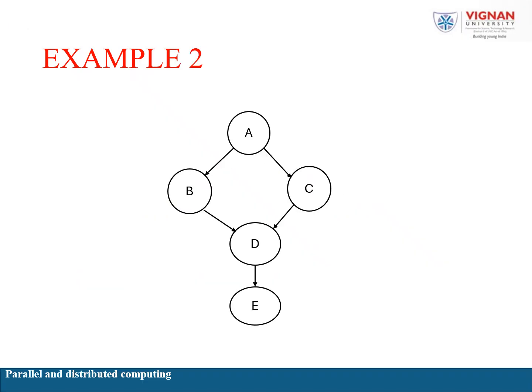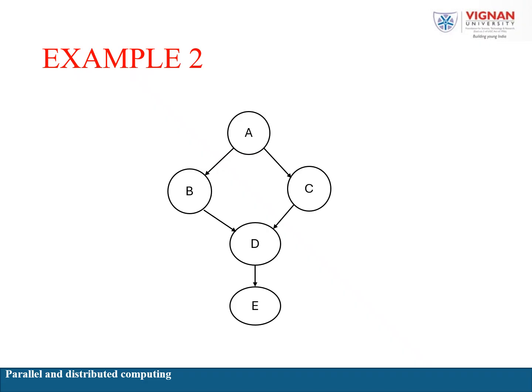Here we have a simple task dependency flowchart that represents how tasks need to be executed in order. At the top, we start with task A. This is the initial task, and nothing can begin until task A is completed. Once task A finishes, the workflow splits into 2 parallel branches. One branch goes to task B. The other branch goes to task C. This means tasks B and C can run simultaneously because they are independent of each other.